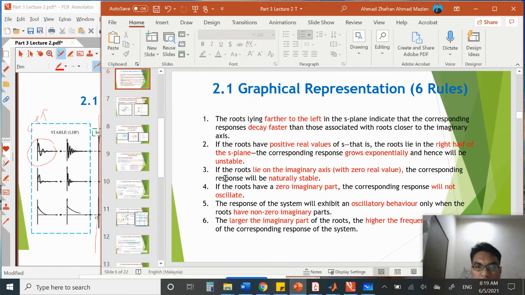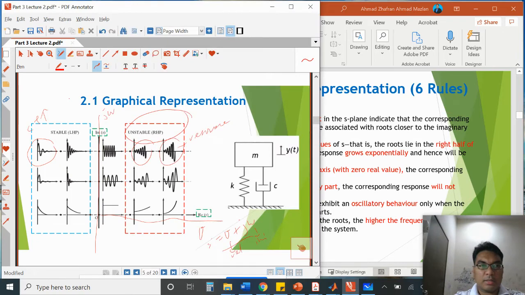So we see the roots, number 3. Rule number 3: if the roots lie on the imaginary axis, with zero real value, no real value, the corresponding response will be naturally stable. As you can see here, when the plot is at this point, the response is naturally stable. There is no increase in amplitude. The amplitude is just maintained, and there is also no reduction in amplitude.